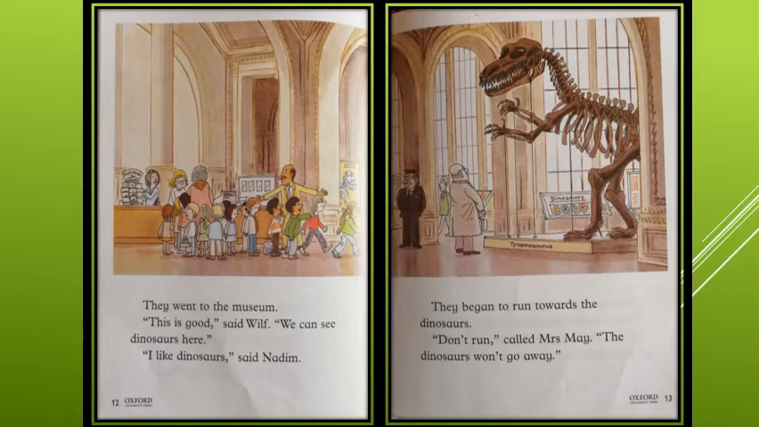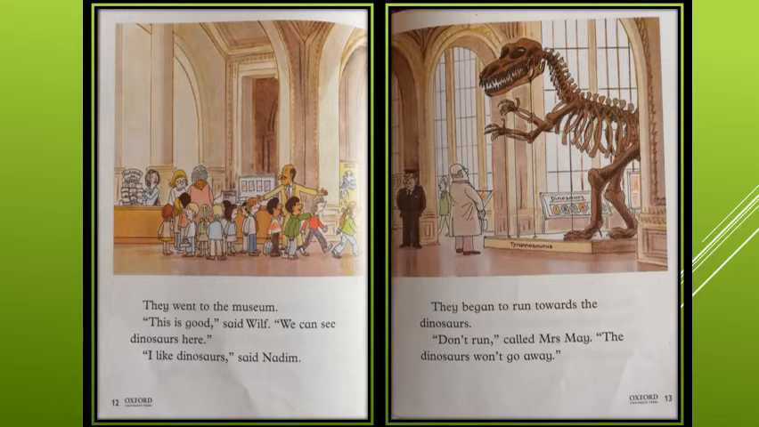Okay. Now, come to the illustration on page number 12. So they are so happy when they are in the museum. You can tell from their expressions. Yes, they are smiling. And what happened when they went to the museum? They were anxious to see the dinosaurs. So Nadeem said that he likes dinosaurs a lot. So what happened? They began to start running towards the dinosaurs.